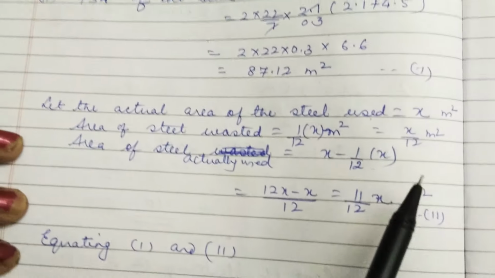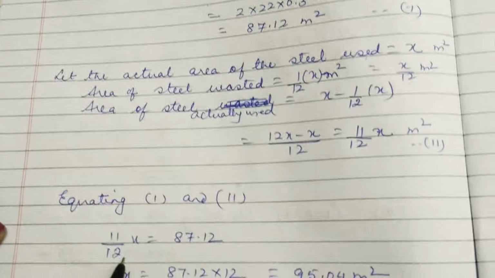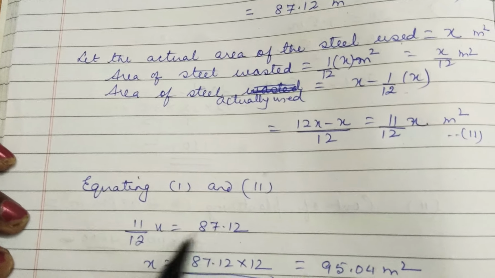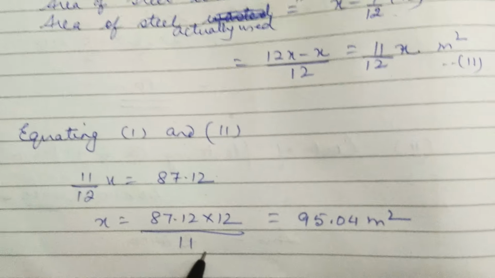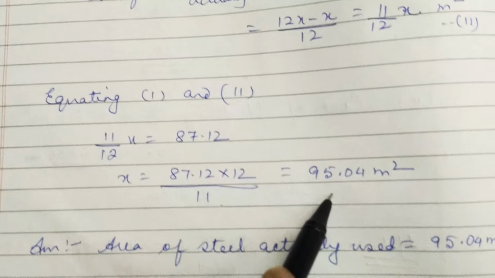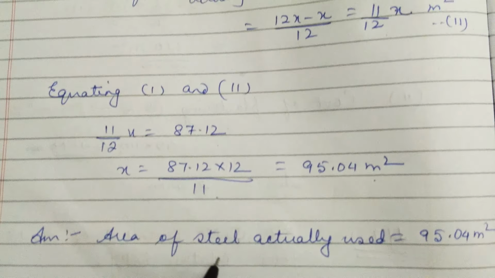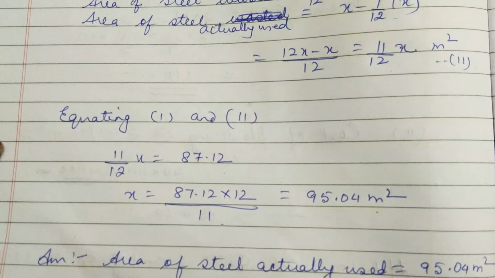So we will equate 1 and 2. When we equate 1 and 2, we will get 11/12 x equals 87.12, and x equals, cross multiplied, 87.12 into 12 divided by 11, that is equal to 95.04 meter square. So area of steel actually used was 95.04 meter square.